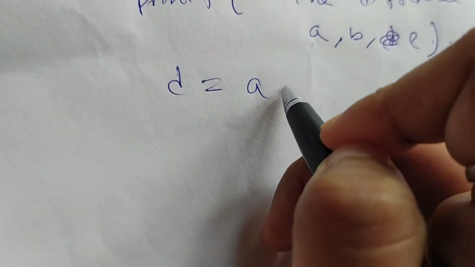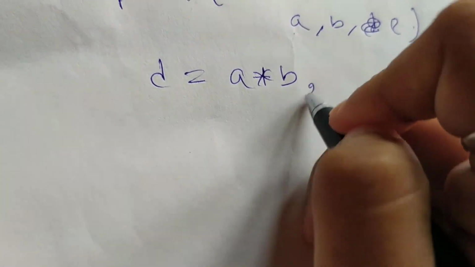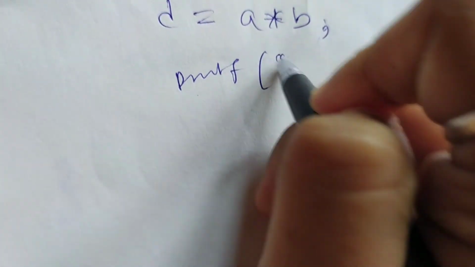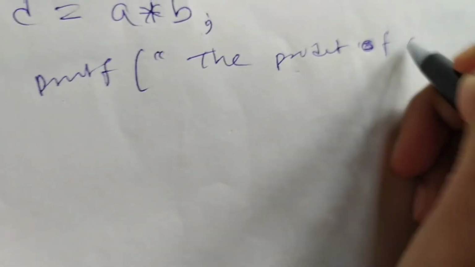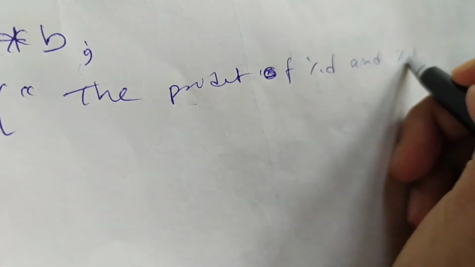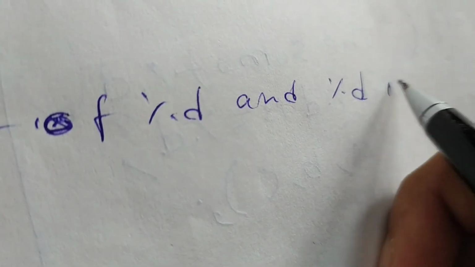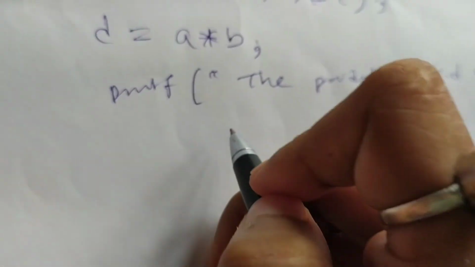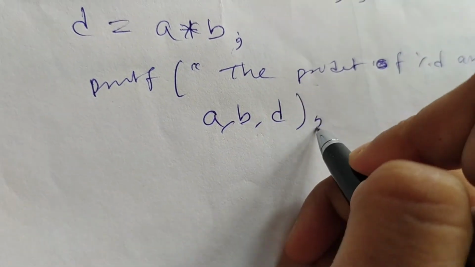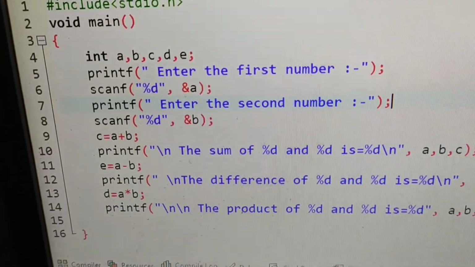And the last one is d equal to the multiplication operator. Printf "The product of %d and %d is equal to %d". So what will I write? a, b, d. Okay, so the parenthesis is closed. I am showing it now on the computer. I have written this on the computer.